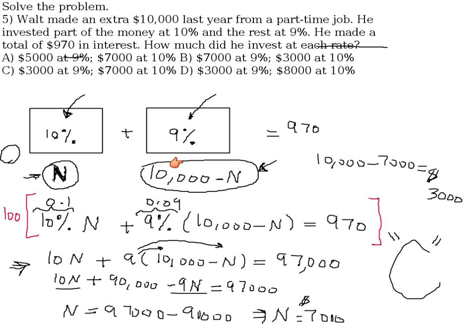So what would be a correct answer? Looks like is C. $3,000 at 9%, $7,000 at 10%.